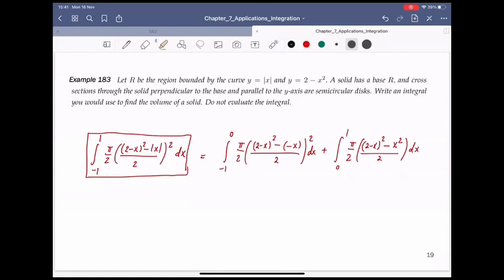If you want to integrate absolute x, you can see that absolute x is going to be plus x or minus x, depending on the value of x. When x is positive, absolute x is going to be positive. Oops, no square here, sorry. The square is outside. And when x is negative, absolute x is going to be negative x. This is how you integrate it if you want to compute it to the end.